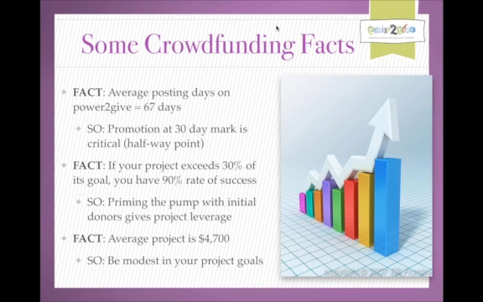Here's some other crowdfunding facts for you to digest. The average posting number of days each project is active on Power to Give is 67. That's about 2/3 of the total 90-day window. So you can see that many projects get funded before the 90 days.